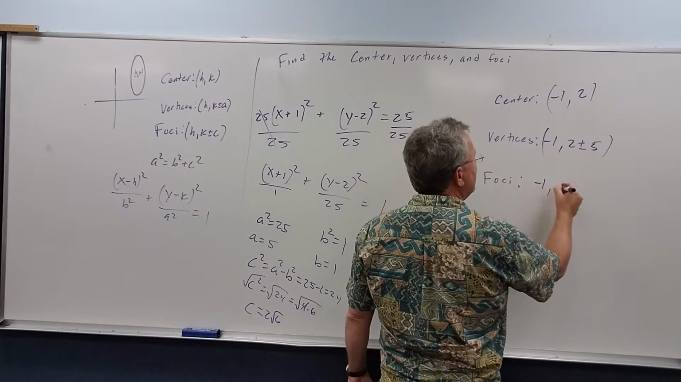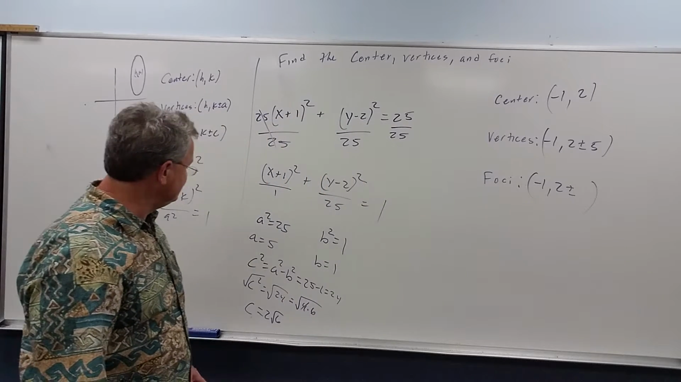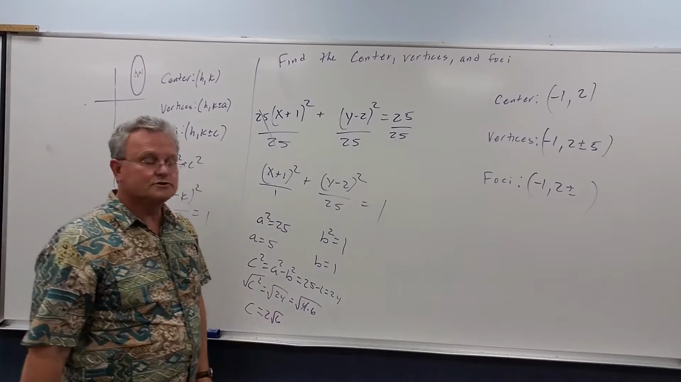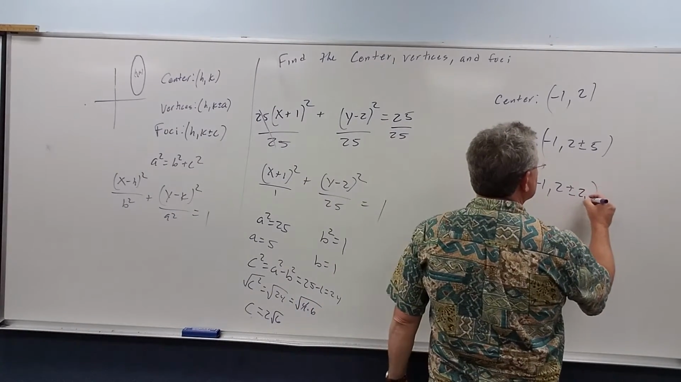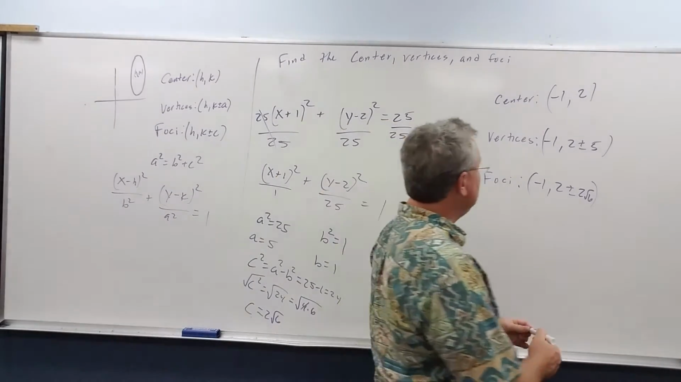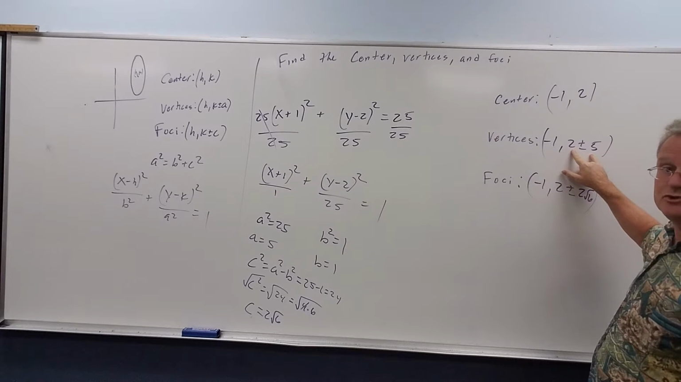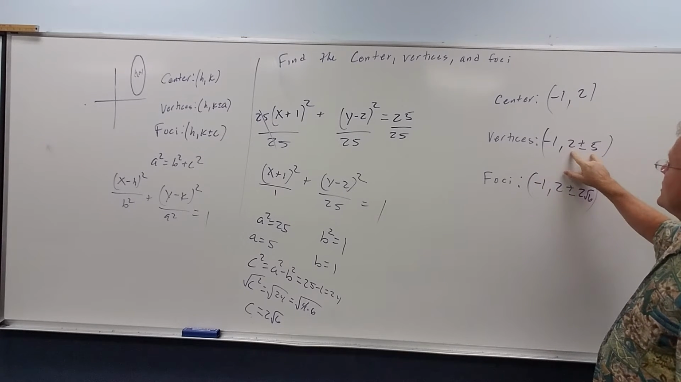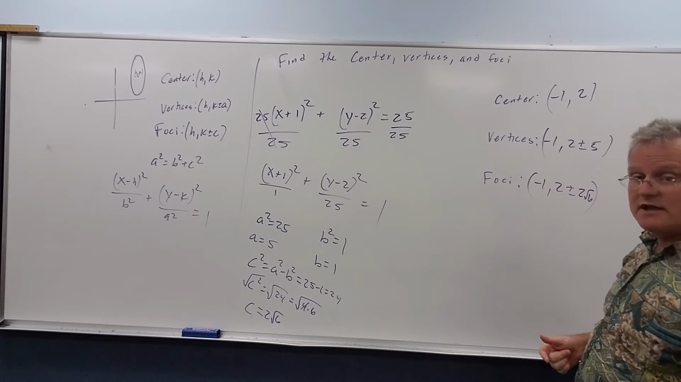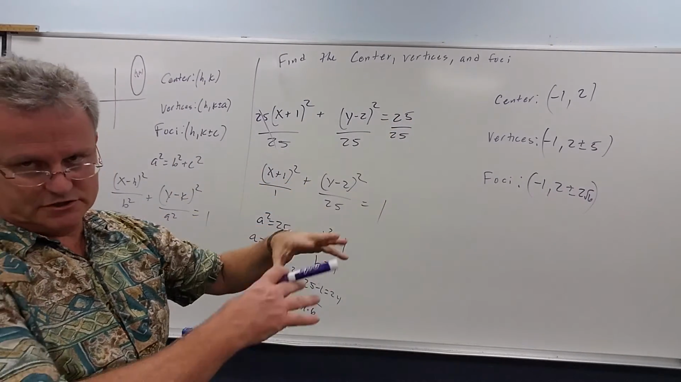For the foci, we have (-1, 2 plus and minus c), right here. c is 2 root 6, so we have 2 root 6 here. And there's our answers. Again, just to be clear, there are 2 points here: (-1, 7), which is 2 plus 5, and (-1, -3), because 2 minus 5 is -3. Same thing here. That's the idea. Then you could obviously use this to sketch your graph.